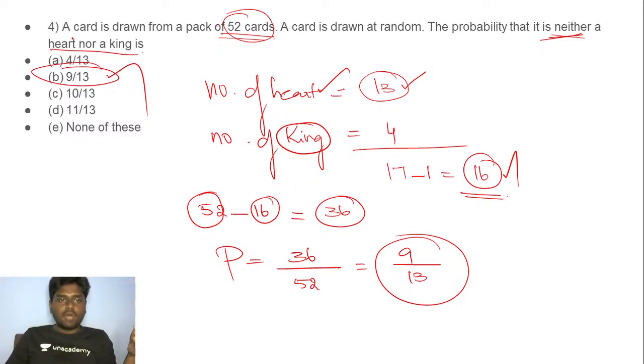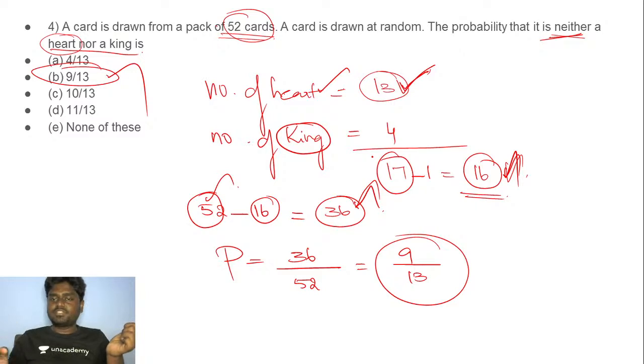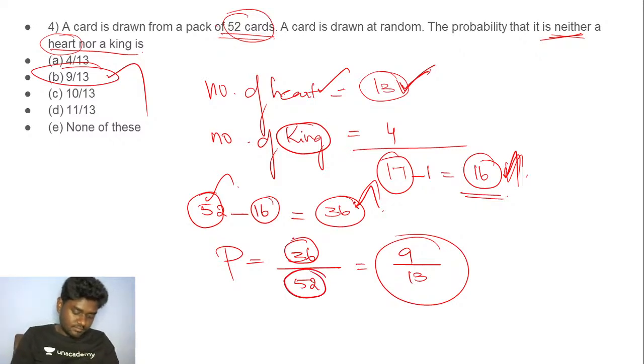Listen very carefully. You have 13 hearts and 4 kings. Don't forget the fact that 1 king is already there in the hearts. Out of 13 hearts which you are taking, 1 king is already there. So from the total of 17, if you exclude that 1 which has been added extra, you'll be getting 16 cards. If you completely exclude the 16 cards from a pack of 52 cards, you'll be getting 36 cards. So from the rest of 36 cards, you'll be taking your favorable outcome, by the total outcome, which is from the 52 cards.